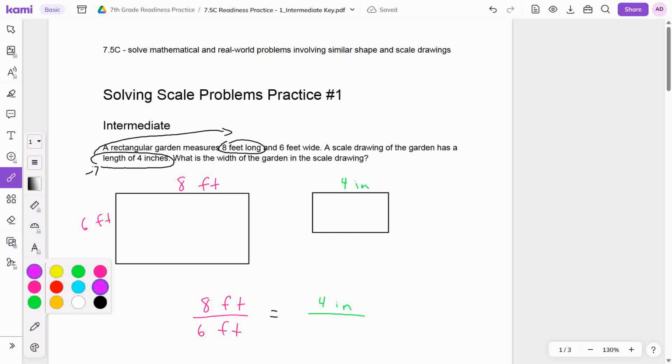Or we can think, you know what, I can just divide by 2 to get from 8 down to 4. We can divide by 2, so that's going to get me 3 inches. And so, yeah, it looks like we have 1 inch equals 2 feet. All right, and so our answer here, what is the width of the garden? I'll put that right here. That is going to be 3 inches, and we will put that around in blue.